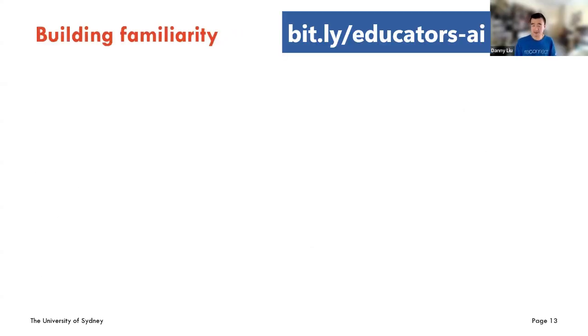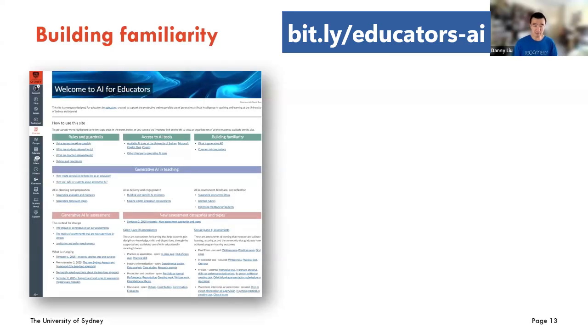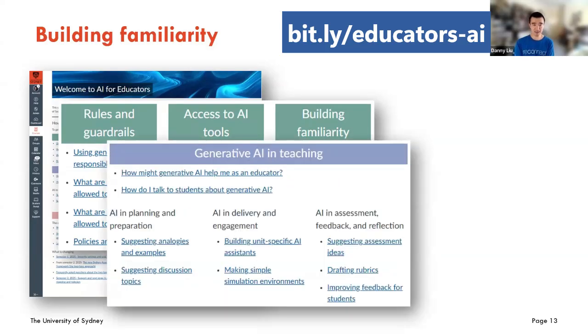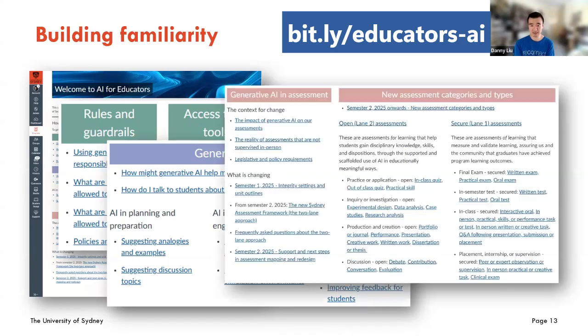We've got a website that we released recently. The URL's on the top right of the screen, and this website tries to demonstrate and implement some of the ideas that we've heard so far. So for example, we have some examples of rules and guardrails, some examples of explaining what AI does. We've got examples of AI and how it can be used in teaching and how to talk to students about this, as well as examples of how the assessment structure that we've talked about so far can find its way into real classrooms and real curriculum.